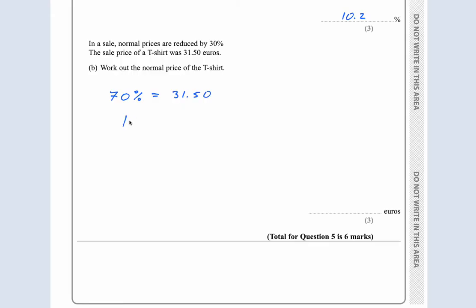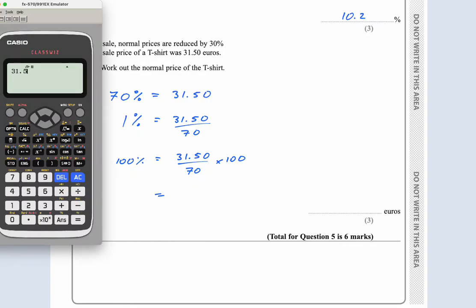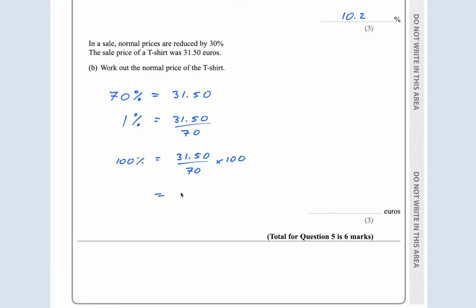Then I'm going to try and get 100%. So I can get 1%. You could get 10% if you wanted, but 1% I divide by 70. And then 100%, I multiply by 100. So it's going to be this times 100, which is 31.50 divided by 70 times 100 is exactly 45. So it's 45 euros. 45 euros.